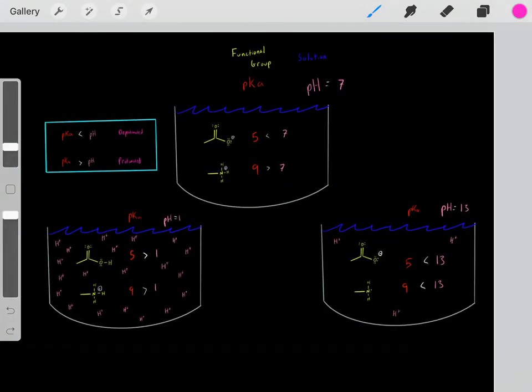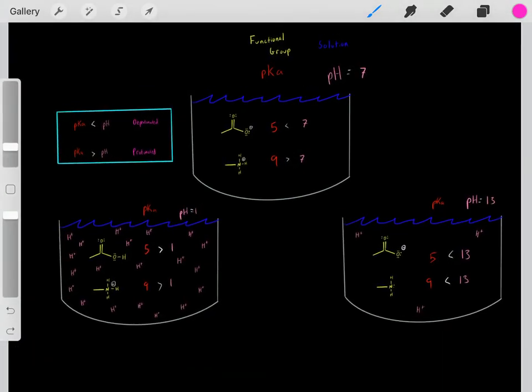However, what happens when the pH is high? If the pH is high, it's low acidic. So there's very little hydrogen ions, so very little pressure from these hydrogen ions. So the functional groups will be deprotonated. So again, when the pH is higher than the pKa of the functional group, it's in its deprotonated form. So that's the way I like to remember this rule.